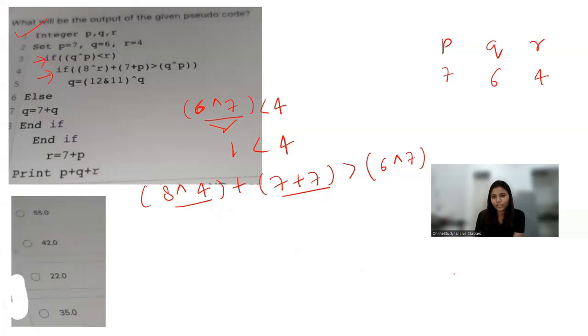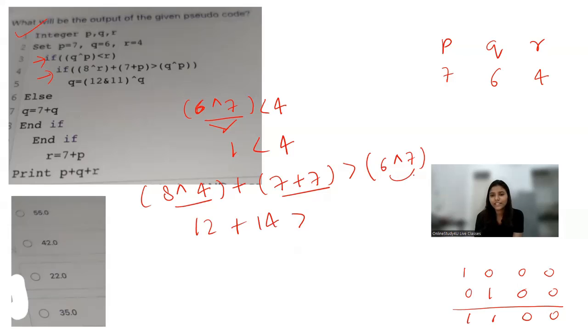So 8 XOR 4, right? I'm writing here directly 1, 0, 0, 0 and 4 will be 0, 1, 0, 0. So we need to take XOR. So what will it become? It will become 8 and 4, 12. So it will be 12 plus 14 is greater than 6 XOR 7.